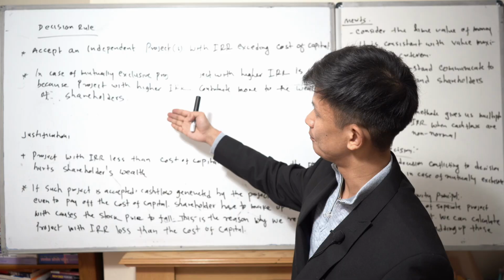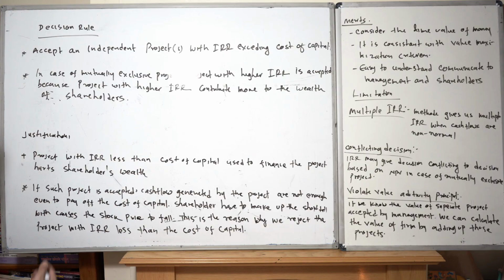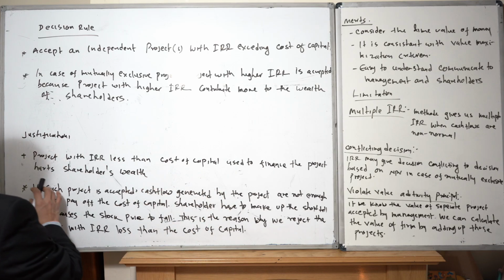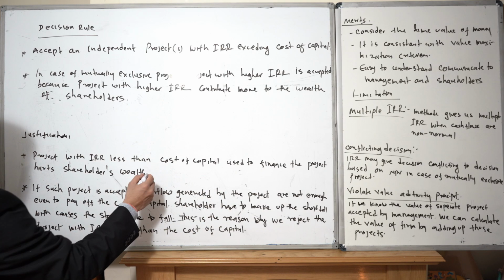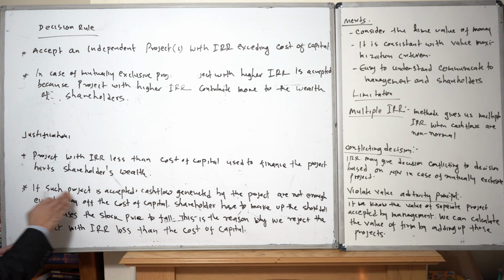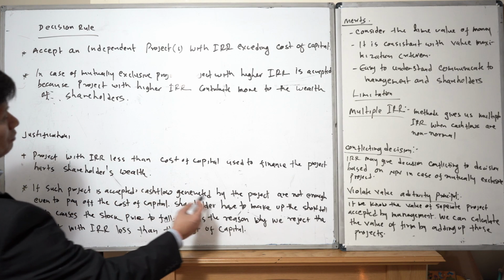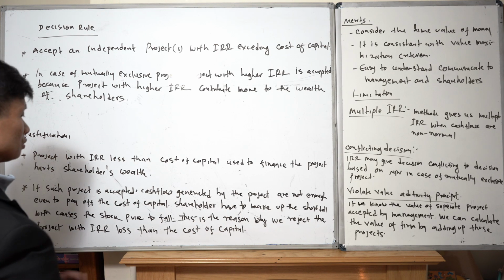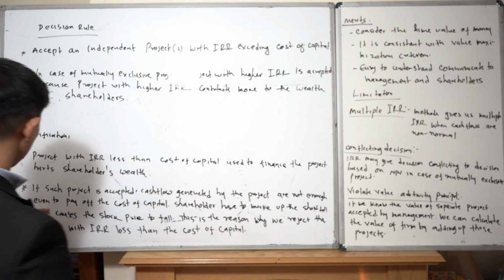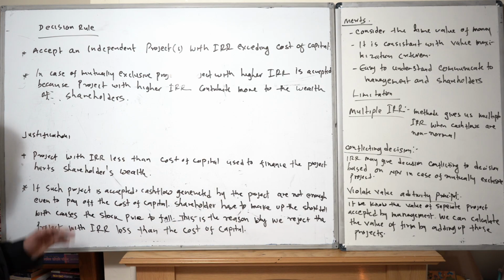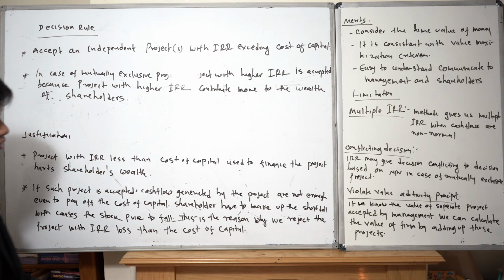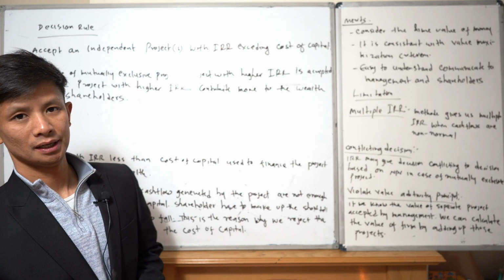So, justifications. Why do we take this decision rule? Because a project with IRR less than the cost of capital used to finance the project hurts the shareholders' wealth. If such a project is accepted, cash flows generated by the project are not enough even to pay off the cost of capital. So shareholders have to make up the shortfall, which causes the stock price to fall. This is the reason why we reject a project with IRR less than the cost of the capital.